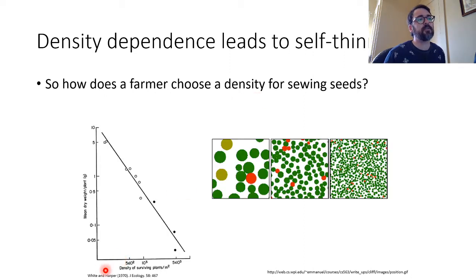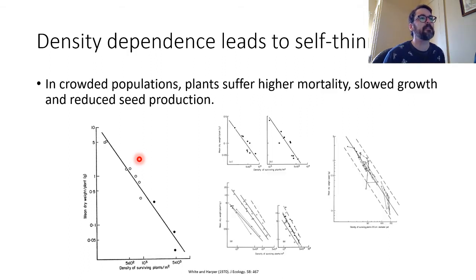So here's some data that shows you the density of surviving plants and then the size of each individual plant. So not surprisingly, if we plant plants very sparsely, so that's what's showing in this picture here, we get really big individuals. And as we add more and more density, we get smaller and smaller individuals. And actually, it follows this self-thinning rule that's sort of a -3/2 roughly power law. That's not super important for this class. But what we see is that in crowded populations, no matter where they are, there's just a bunch of different studies from a bunch of different places. We see that crowded plants suffer more mortality, slowed growth, and importantly for farmers, reduced seed production.